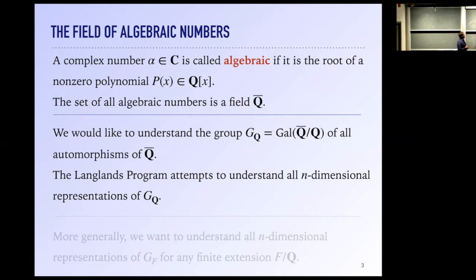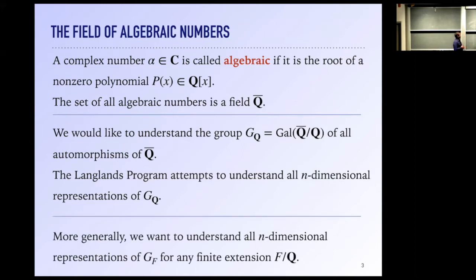The Langlands program takes a modern perspective of representation theory, saying the way to understand a group is not to understand the group, but to understand all its representations. So you want to understand all the n-dimensional representations of this group. And the n equals 1 case is what was known as class field theory. I'll talk about that in a moment.